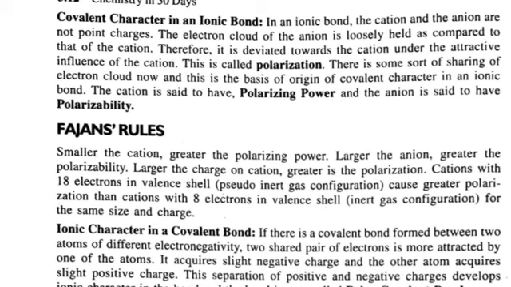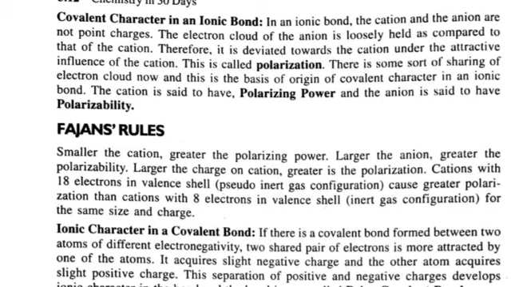Now the ionic character in a covalent bond. If a covalent bond is formed between two atoms of different electronegativity, the shared pair of electrons is more attracted by one of the atoms. It acquires a slight negative charge and the other atom acquires a slight positive charge. This separation of positive and negative charge develops an ionic character in the bond, and this bond is called a polar covalent bond. The greater the difference of electronegativity, the larger the ionic character.